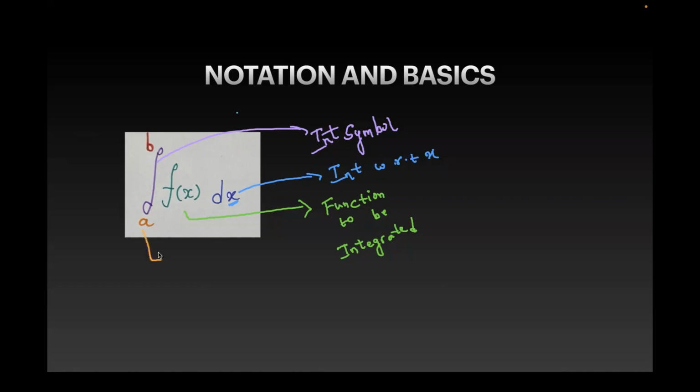Now what is this small a? This is nothing but the lower limit. And what is b? b is called the upper limit. Is this clear? Copy it down quickly. Let us go to the next slide now.